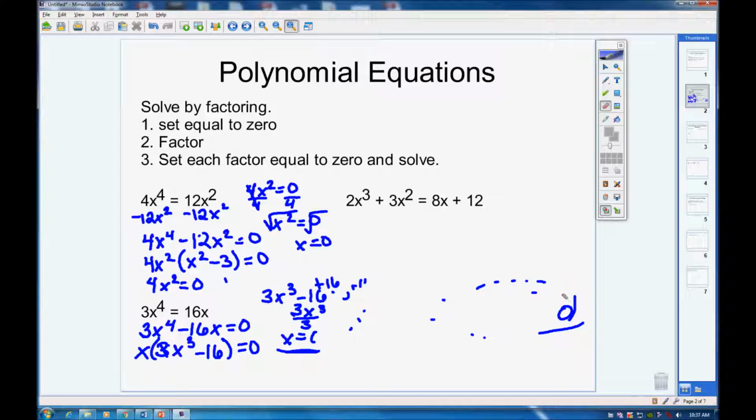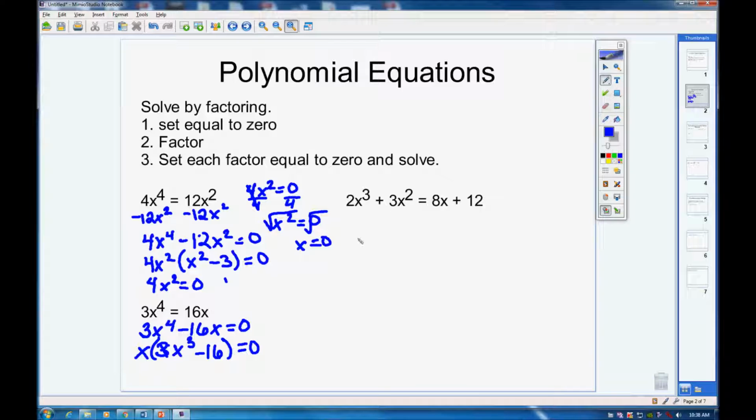So the next problem we're going to do at the top there, 2x cubed plus 3x squared equals 8x minus 12. I need to get everything on the same side. Again, I want my x cubed term, because it's the largest, to be positive. So I'm going to subtract the 8x and add the 12 to both sides. And so what I get is this. And then of course I'm going to set it equal to 0.